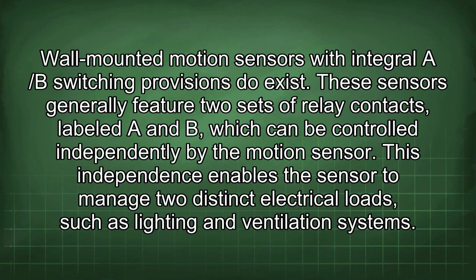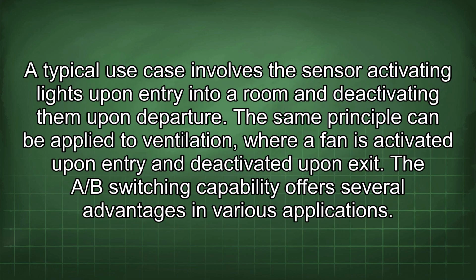Wall-mounted motion sensors with integral A/B switching provisions do exist. These sensors generally feature two sets of relay contacts, labeled A and B, which can be controlled independently by the motion sensor. This independence enables the sensor to manage two distinct electrical loads, such as lighting and ventilation systems. A typical use case involves the sensor activating lights upon entry into a room and deactivating them upon departure. The same principle can be applied to ventilation, where a fan is activated upon entry and deactivated upon exit.